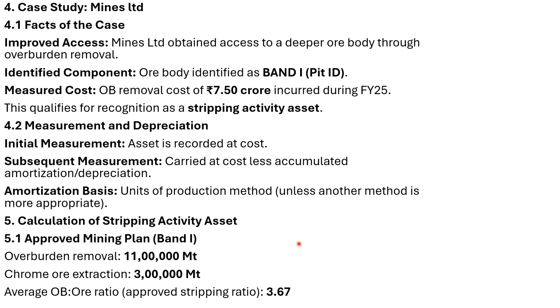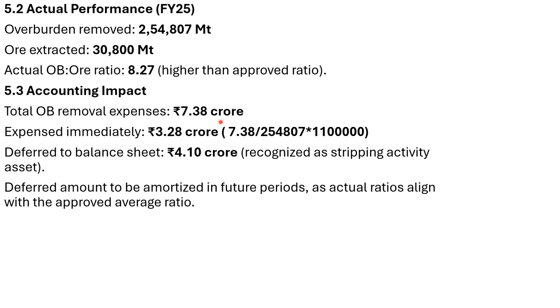Calculation of stripping activity asset. Suppose there is an approved mining plan of Band 1 that provides for overburden removal of 11 lakh metric ton and chrome ore extraction of 3 lakh metric ton. The average OB to ore ratio, otherwise known as the approved stripping ratio, is 3.67. Then we will compare with the actual performance.